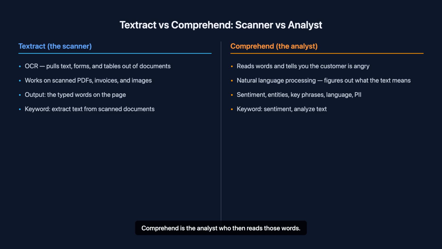Comprehend is the analyst who then reads those words. It's natural language processing. It figures out what the text means, surfacing sentiment, entities, key phrases, language, and personally identifiable information. It can read a review and tell you the customer is angry. The clean split: Textract pulls text out, Comprehend works out what it means.